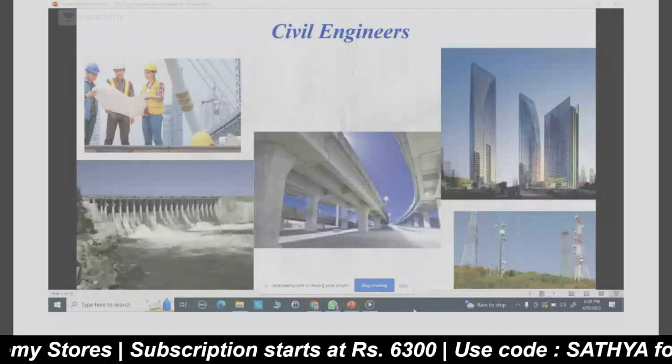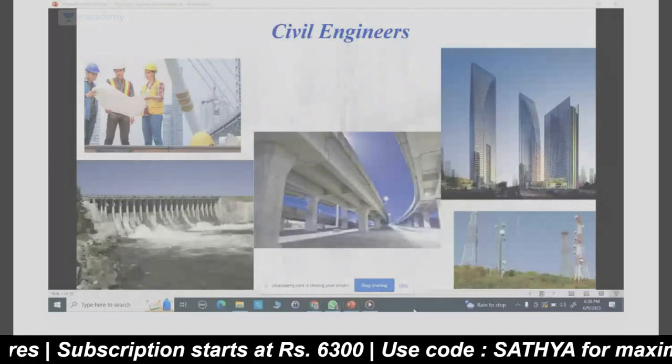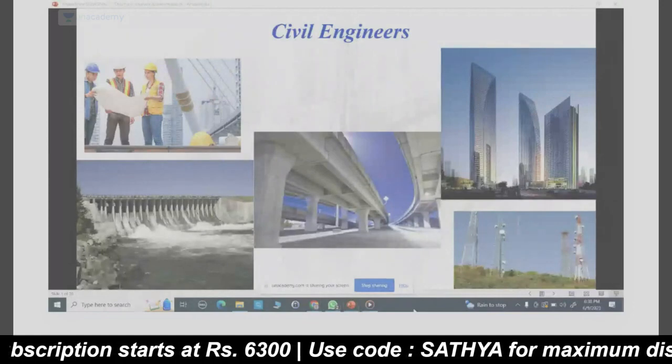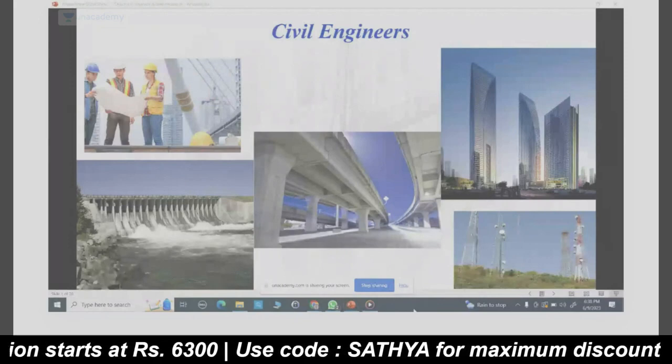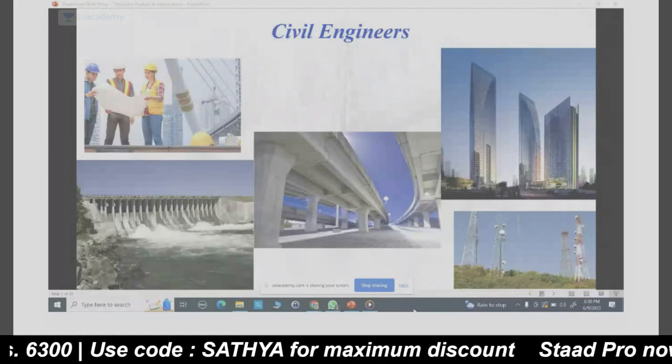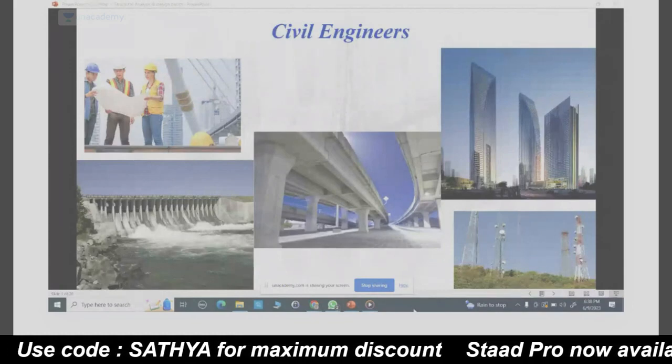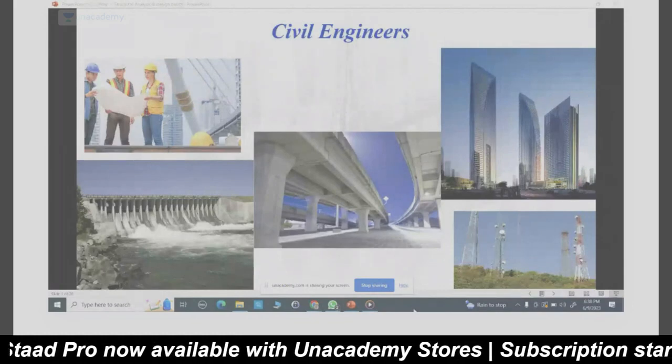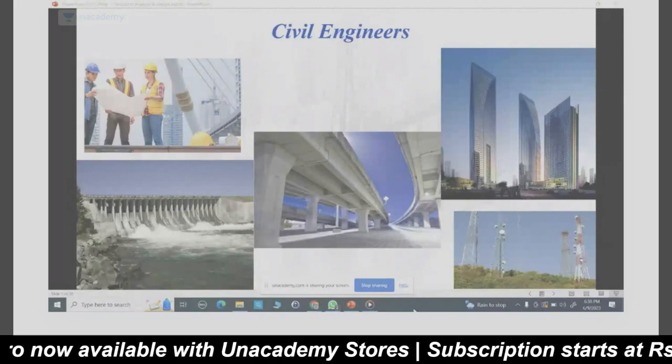This course is mainly focusing on the structural design of RCC building by using Staad.Pro software. We are going to use the Connect version of Staad.Pro. And as a civil engineer, it is not a simple syllabus. It is a vast syllabus.